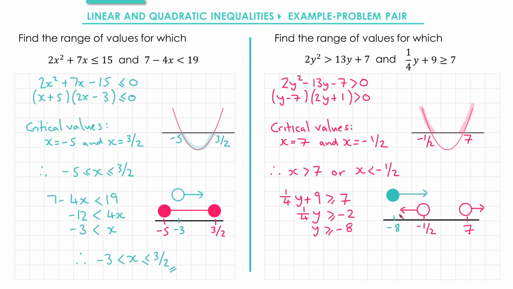So the region we want must be both bigger than or equal to negative 8, but it also must be less than negative a half. So our answer is minus 8 is less than or equal to y is less than negative 1/2.